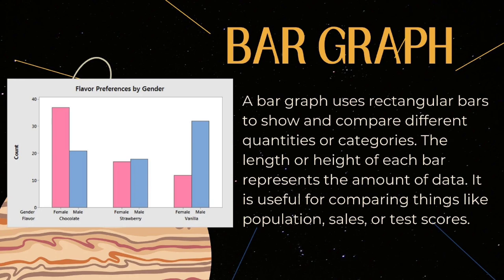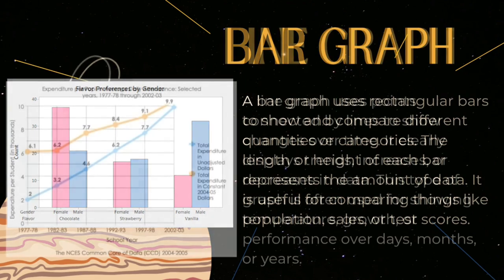A bar graph uses rectangular bars to show and compare different quantities or categories. The length or height of each bar represents the amount of data. It is useful for comparing things like population, sales, or test scores.